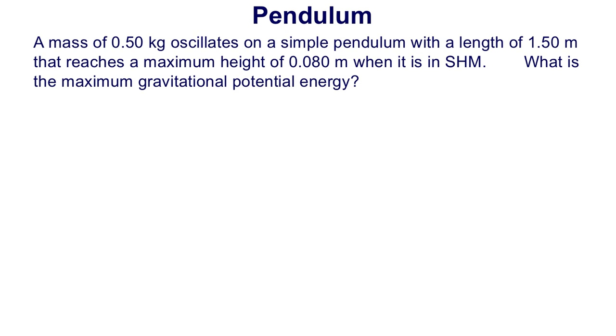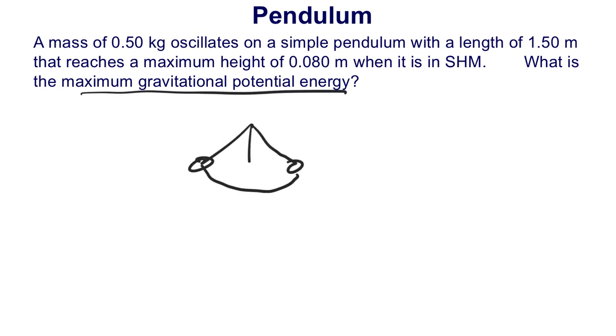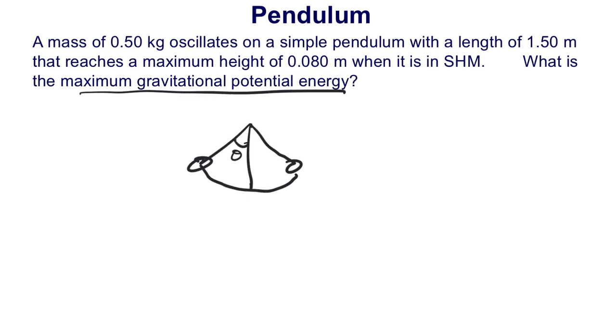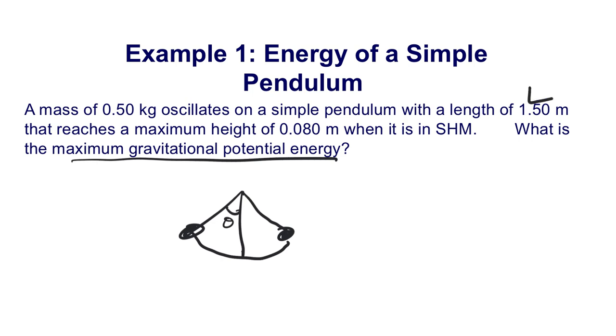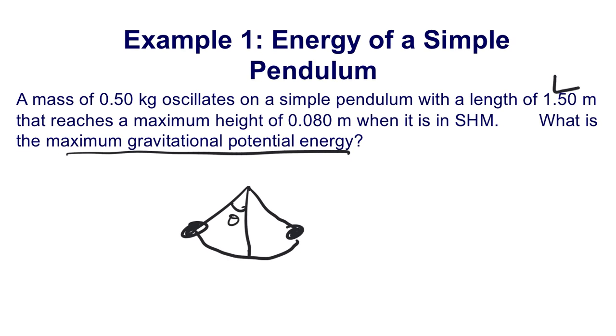Let's do a problem. Where's the maximum gravitational potential energy? That's when it's at the amplitude. By the way, the amplitude is this angle right here, so we won't be using that. The amplitude doesn't matter for simple harmonic motion at all, for pendulums or for springs. I should have said that before. Here's the length of the pendulum. The mass doesn't matter.